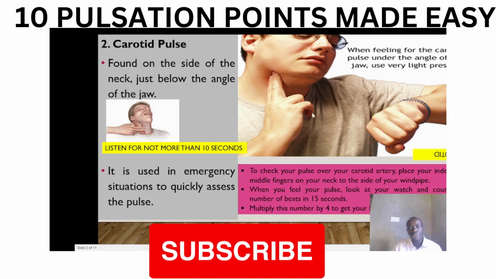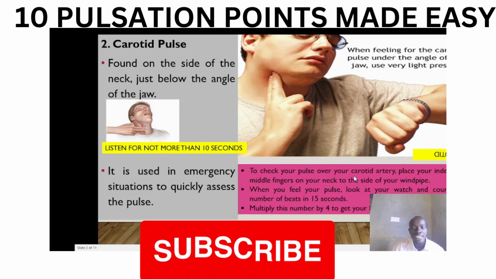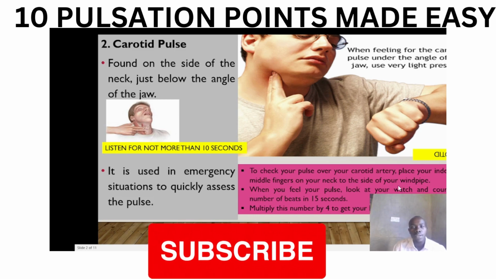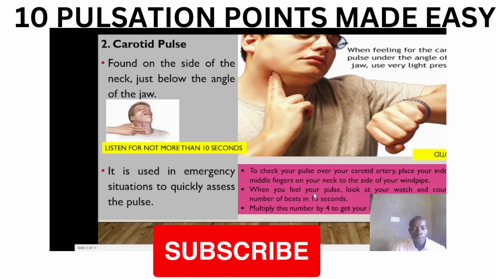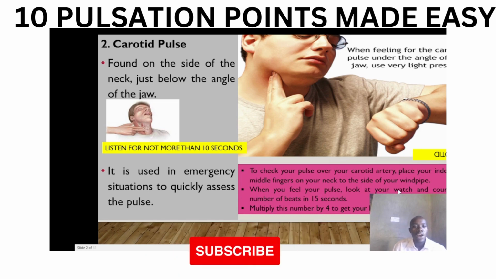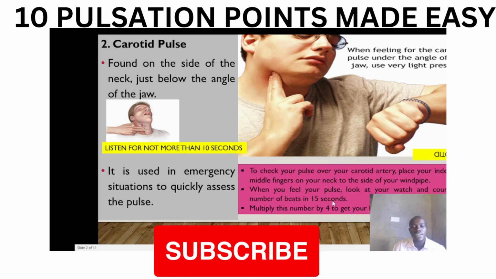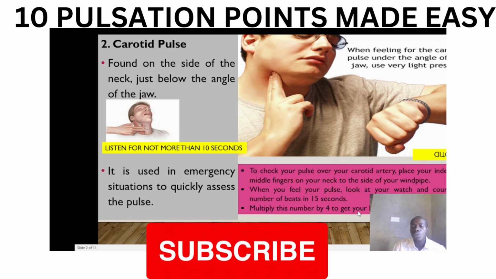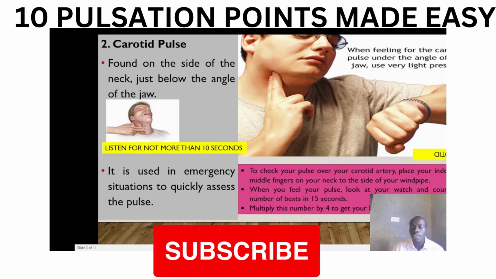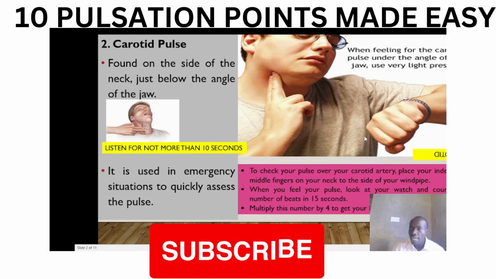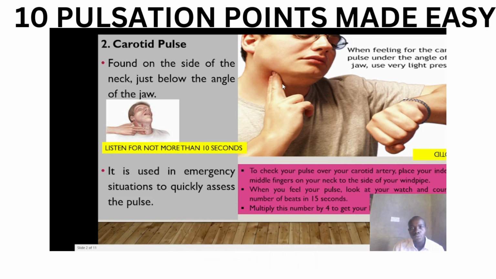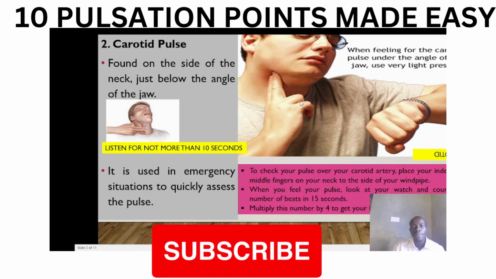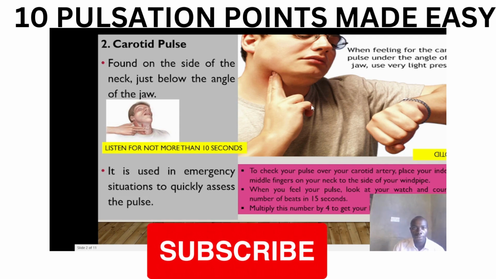But in a normal situation, you can take your pulse over your carotid artery by placing your index and the middle finger on your neck on the side of your windpipe, that's the trachea. When you feel your pulse, look at your watch and count the number of beats in 15 seconds. You multiply this number by 4 to get your heart rate per minute. So when feeling the carotid pulse under the angle of the jaw, use very light pressure. Remember, if you do simultaneous palpation of the two, we could result into severe bradycardia.